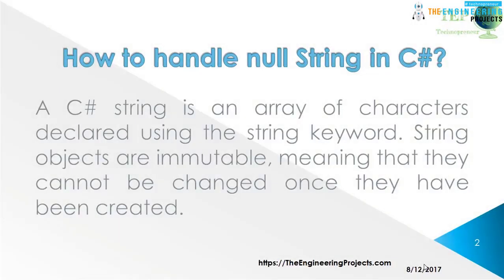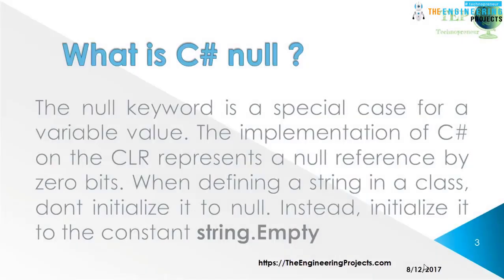A C# string is an array of characters declared using the string keyword. String objects are immutable, meaning that they cannot be changed once they have been created. The null keyword is a special case for a variable value. In the implementation of C# on the CLR, null is represented by 0 bits. When defining a string in a class, don't initialize it to null. Instead, initialize it to the constant string.Empty.